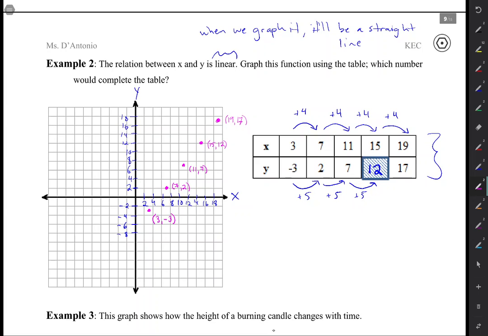And finally, our last step is to connect these dots. So try to use a ruler if you have. I don't have one on this app I'm using, so I'm just going to connect them in the straightest line I can. And there we have it. That is the graph of this relation.